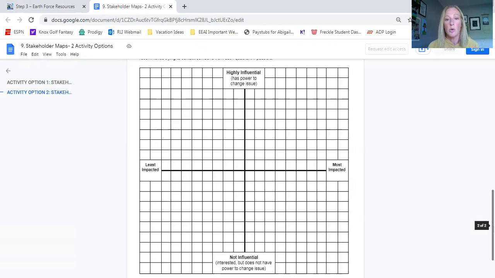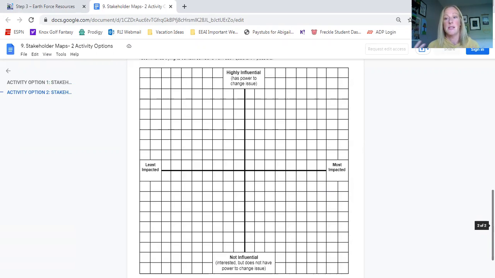But then also who has influence or power to change the problem, change the issue, who has influence over that same situation. And they're going to map them on this same sheet as well. And then again, not influential, right? Maybe they're highly impacted, but they have no influence to make change. So you're going to map out all of your stakeholders, and that can really lead to some great conversations about, okay, who should we really be trying to involve in this project?